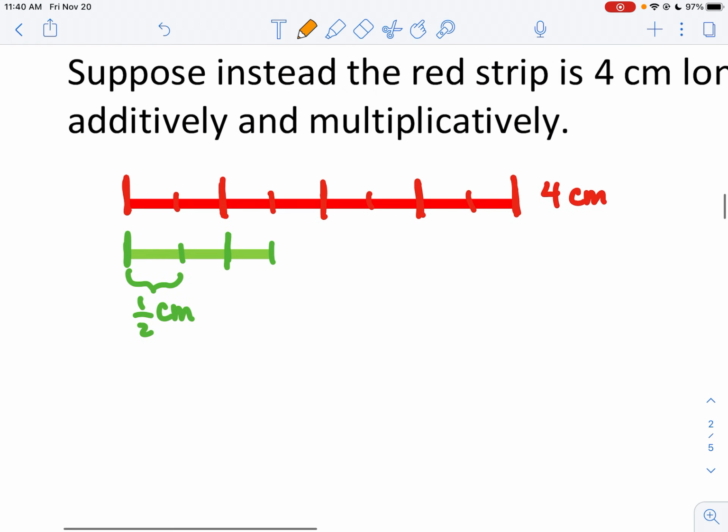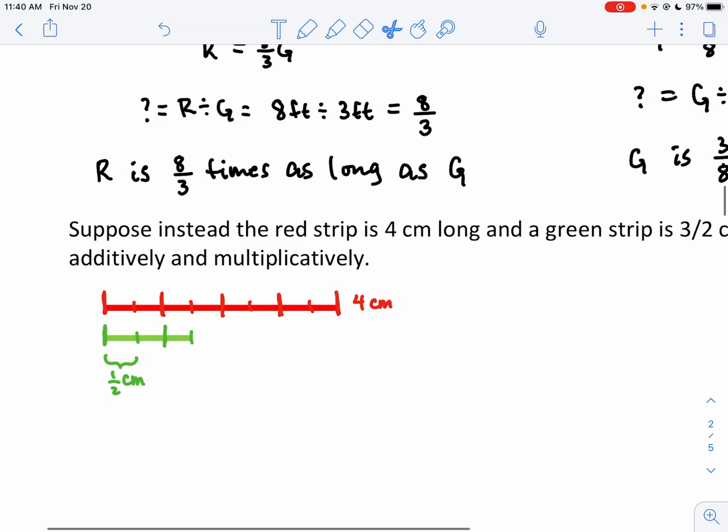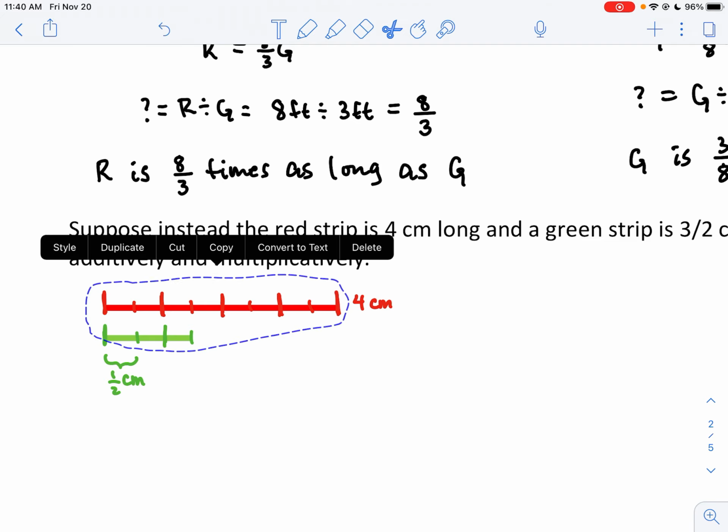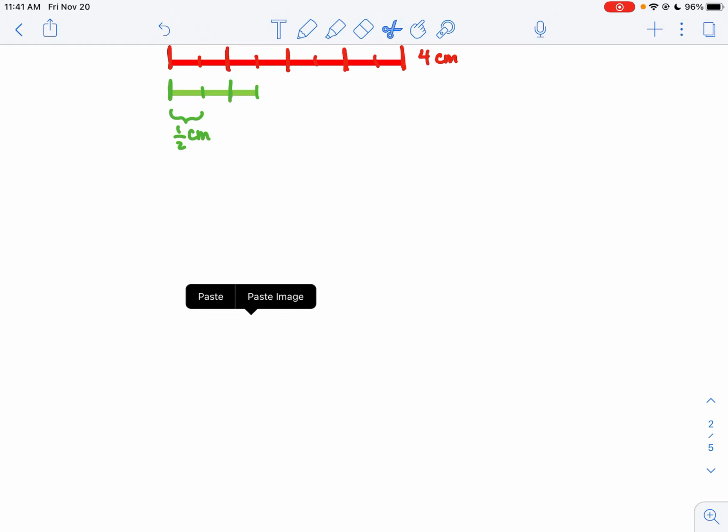Let me move this down slightly. I'm going to draw this a couple times, so I'm going to take a moment right now and just copy this image before I write more on it. Paste the image.